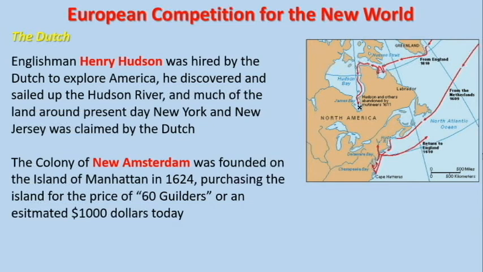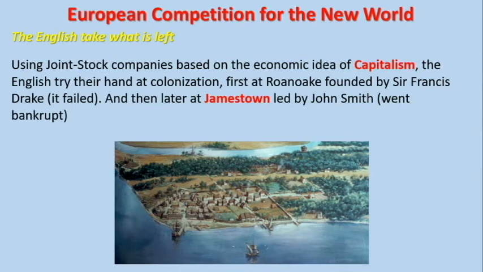However you factor out the 60 guilders being worth today, if it's $1,000, even if it's $10,000, you bought the island of Manhattan. That is a pretty prime piece of real estate to this day. Too bad, though, the Dutch couldn't keep it because it ends up eventually becoming English territory, which we will have to save for a later date to talk about that.